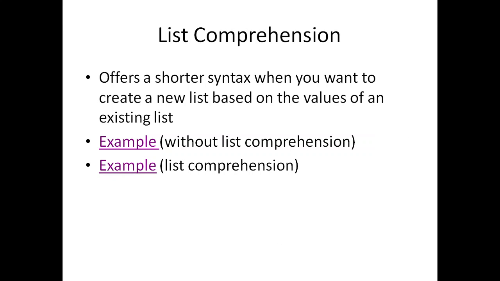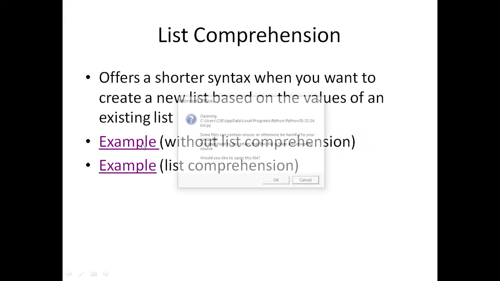So list comprehension offers a shorter syntax when you want to create a new list based on the values of an existing list. So if you have an existing list and you want to create a new list from it, list comprehension is better. We have already seen how to create a new list from an existing list in the previous lecture. But the problem there is it contains a big for loop and all, so it is very difficult to understand. But if we are using list comprehension, we can write it in a single line. So I'll show an example.